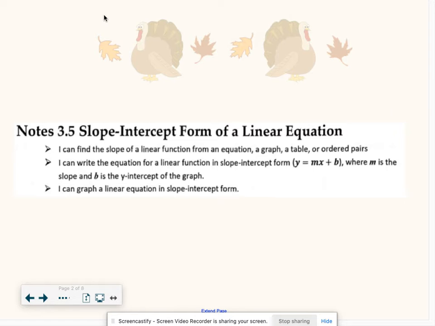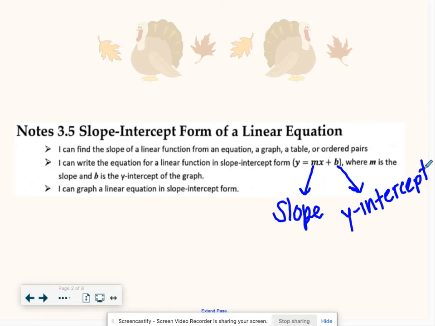On this top part of your notes, will you guys label this for me? So we're going to be talking about slope-intercept form for the next probably couple weeks. So it's y equals mx plus b, and m is our slope. And the b is our y-intercept, which is why it's called slope-intercept form.